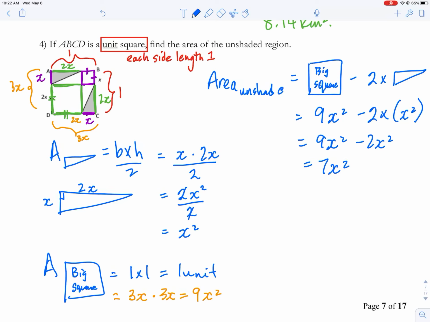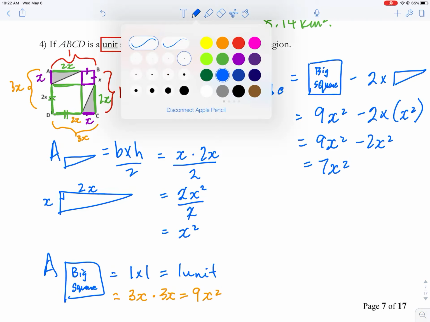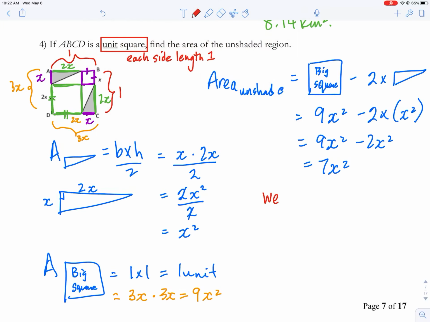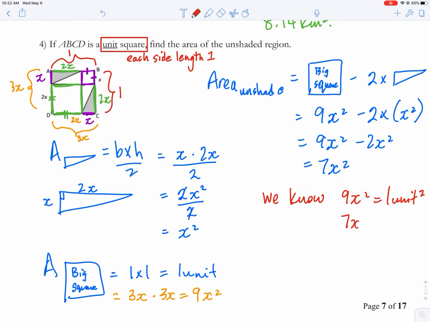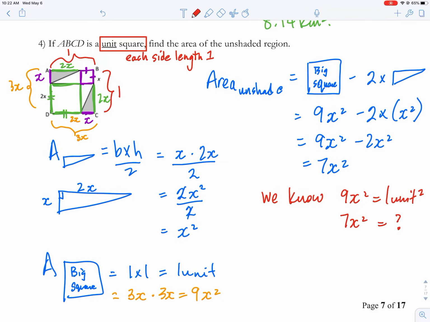So the area of the unshaded thing is 7x squared. Now you could leave it at that. But we know that 9x squared equals 1 unit squared. So that means 7x squared, we don't know how much that's going to be, but we're going to be able to use it by fractions. So I can cross multiply, I can do whatever we want.